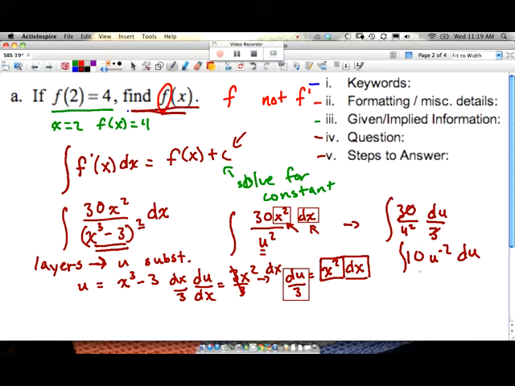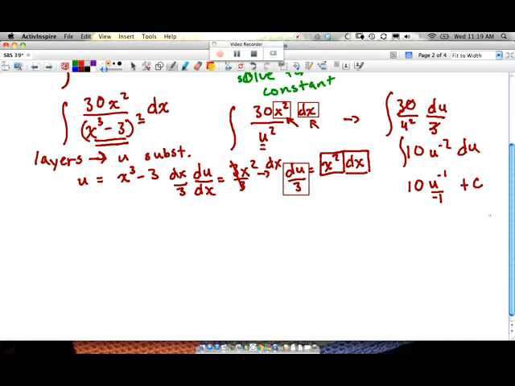Now that I'm here, it's just a simple power rule. 10 is a constant, so I can factor it out, just have it tag along. It's going to be here. There's my 10. U to the negative 2, I add 1 to the power. I get u to the negative 1 over negative 1. Of course, plus c.